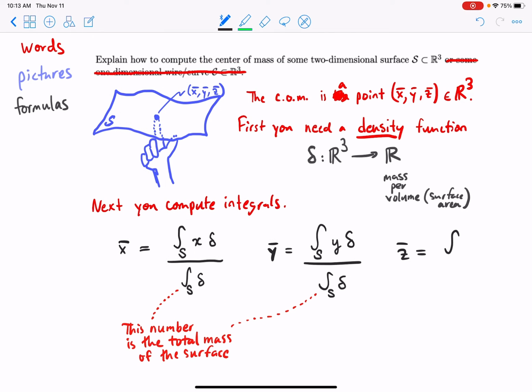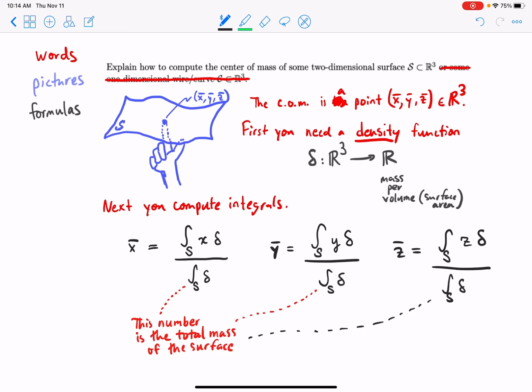Finally, z bar: now we average the z-coordinate weighted by density, and we integrate that function over the surface. And then we integrate the density over the surface to get the total mass. Okay, so that's all.